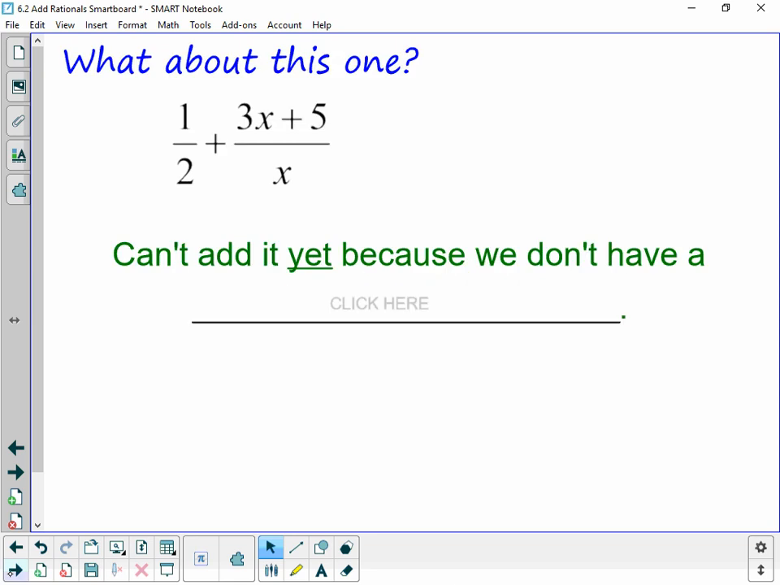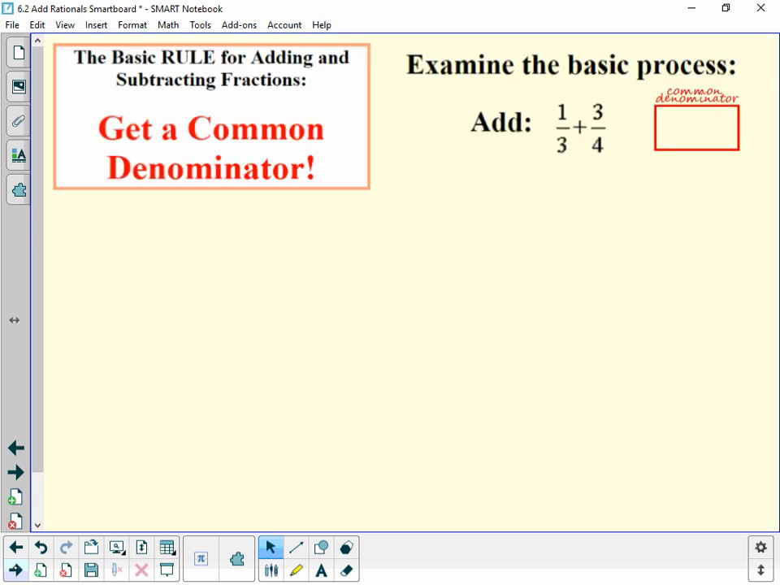What about this one? If I have 1/2, so I'm adding the fraction 1/2 to the fraction 3x plus 5 over x, well, we can't add it yet because we don't have a common denominator. So in order to be able to add this fraction, we have to adjust or modify it to make it have a common denominator. So I want to remind you how to do this with numbers, and then we'll look at it with our rational expressions.